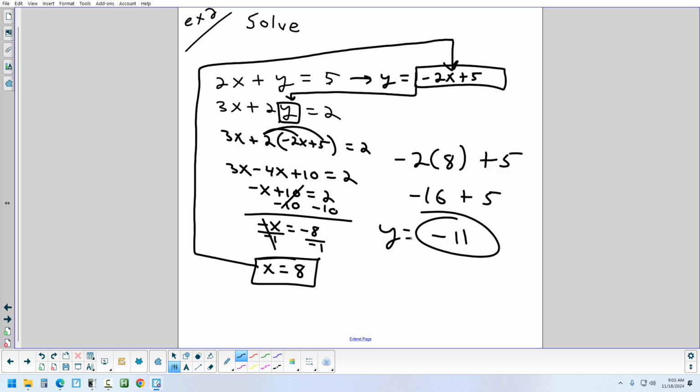So y equals negative 11. Now, if you were to draw each one of these on the calculator, this one and that one, they'd both be lines. What would happen at the coordinate (8, -11)? They intersect. It's where they intersect. We're not looking at drawing it and finding the intersection point, but that's exactly where they would cross each other.